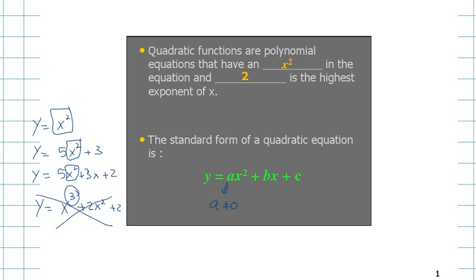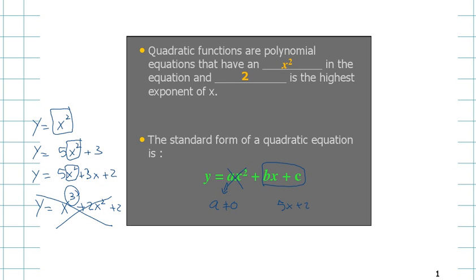Okay? Because the minute a is 0, then I'm going to lose that ax squared term, and then it's going to become, what do we call this? What kind of function is this? That I only have x in it. Linear, right? Linear. Okay? So the minute I lose this term, then I'll have something that looks like this, which is, let's say, 5x plus 2, for example, right? Then this is a linear function.